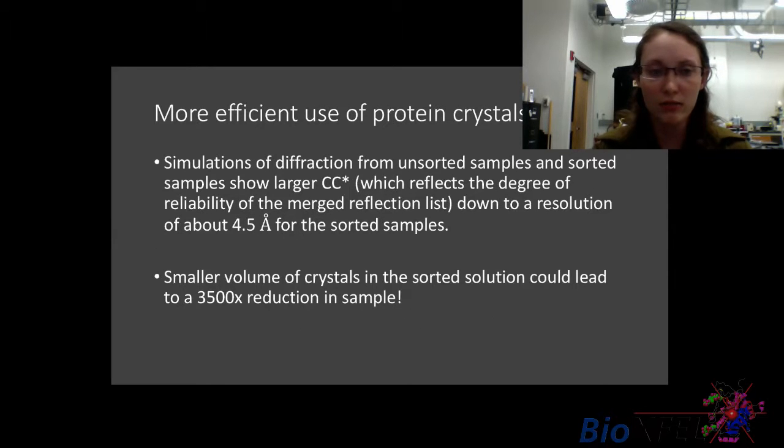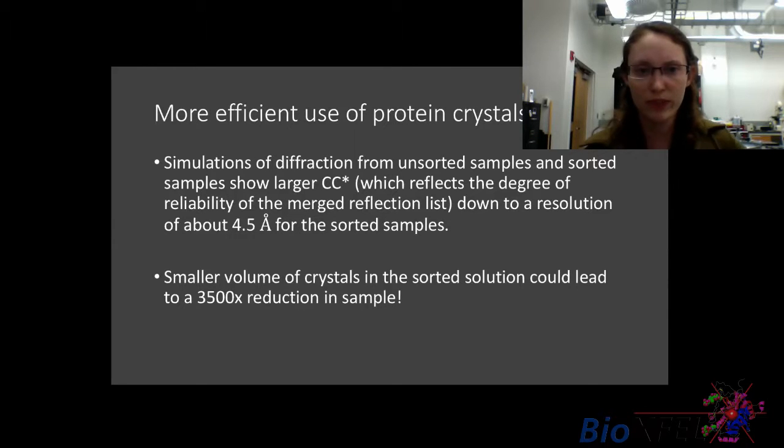One thing that's cool is it enables a more efficient use of these protein crystals. They've done some simulations of diffraction patterns and have shown that from the smaller crystals, you get a higher degree of reliability from the merged reflections. So it's possible that if you sort these crystals and use only the small ones, then break down the larger crystals and resort them, you could use only these small crystals, and that could lead to a reduction in sample volume by about 3,000 times, which is pretty nice.